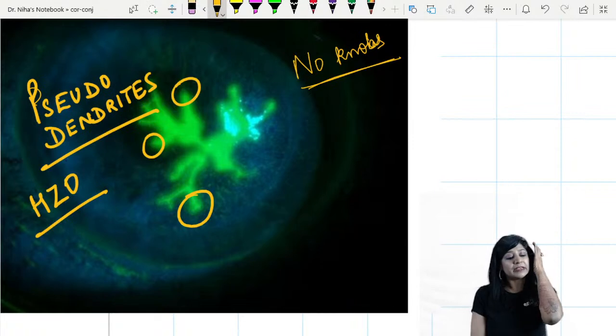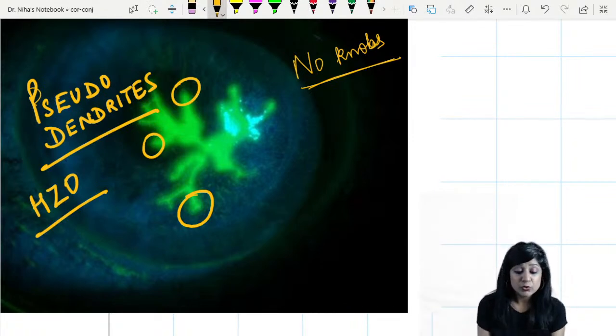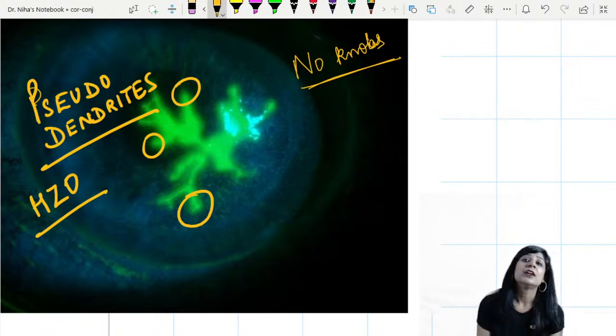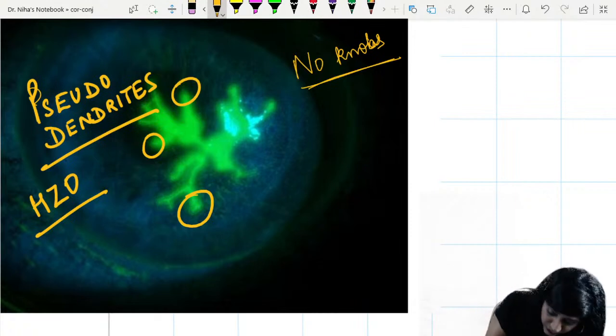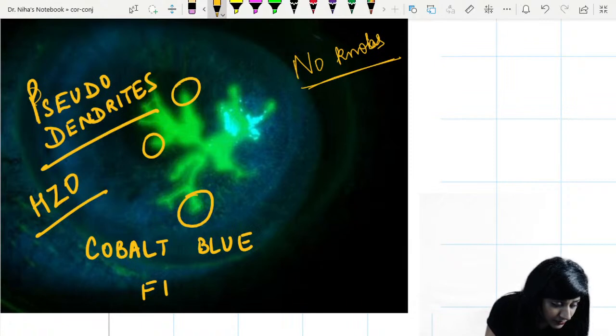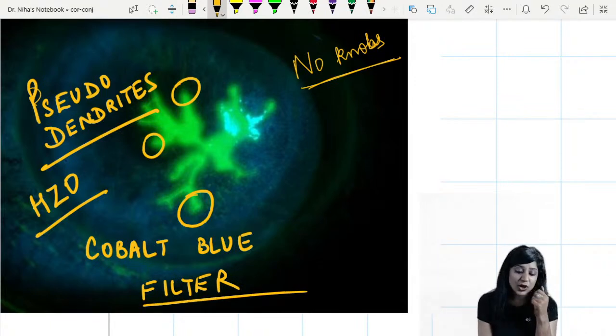Mucormycosis will be very different. I think for mucormycosis I do not have the picture right now, but in another session I will show you the mucormycosis also. Mucormycosis will be blackish in color. This is what you are seeing in the fluorescent staining, and which filter are we using? The cobalt blue filter. The name of the filter is your cobalt blue filter.